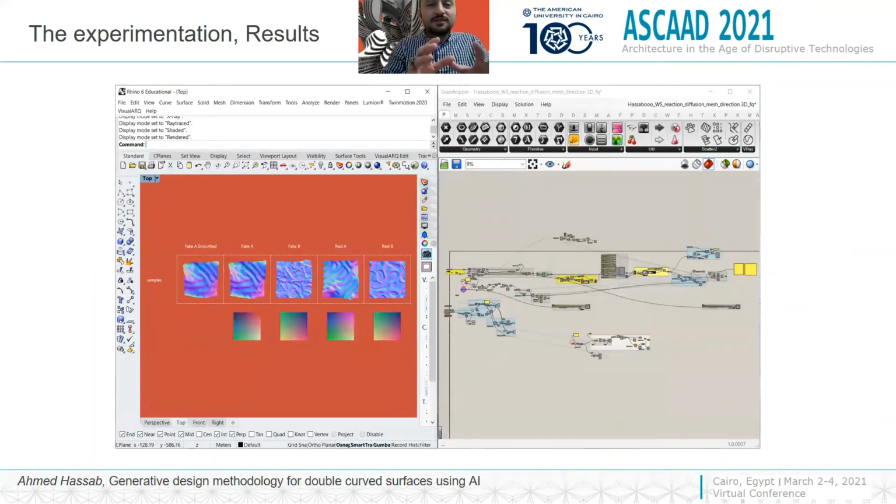And this is the final surface, the final result with what we see on the left and on the right. It's a sample of the Grasshopper script used to generate the images from the surfaces and then convert the images from cycle GANs back to a surface.